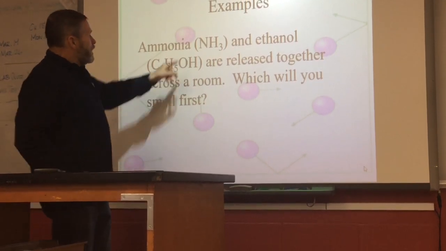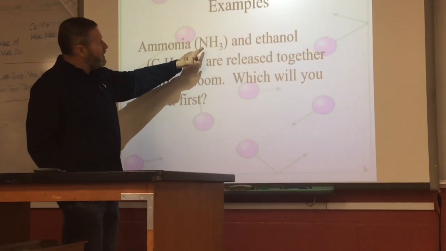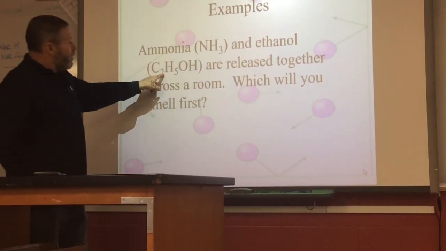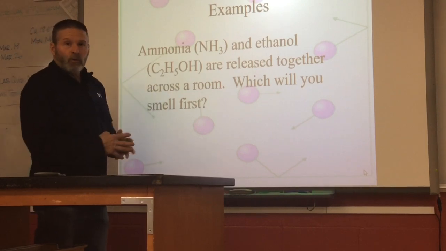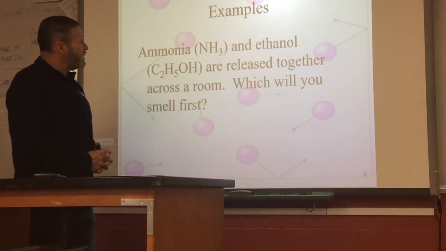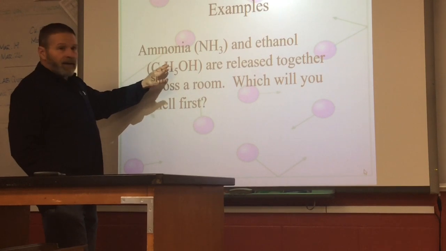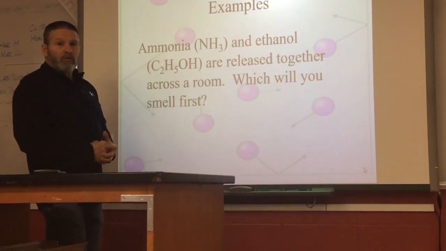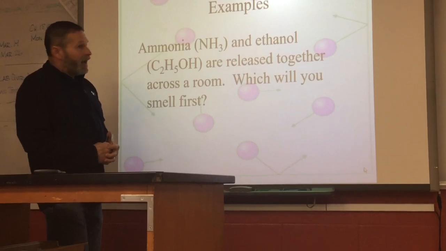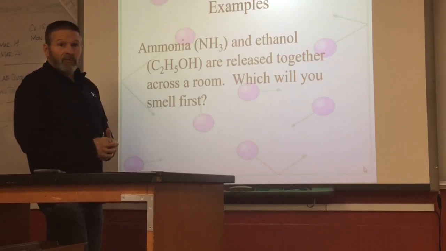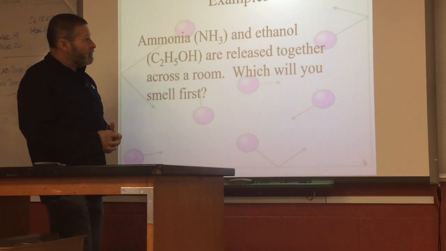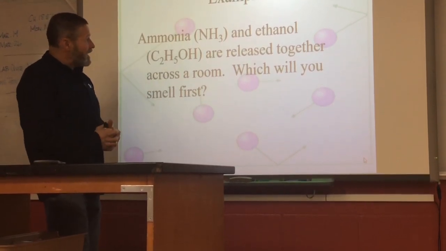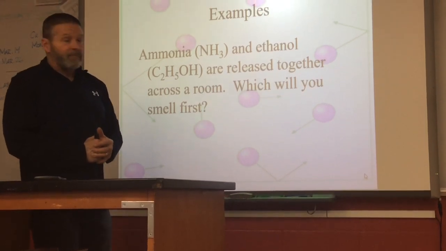Okay, so the molar mass of ammonia is about 17 grams per mole, and the molar mass of ethanol is about 46 grams per mole. Therefore, if an ethanol molecule is heavier, it is not going to be moving as quickly. Who do you think is going to get across the room first? I think ammonia is going to win the race. You'll smell ammonia first, and then sometime later, you'll smell the ethanol.